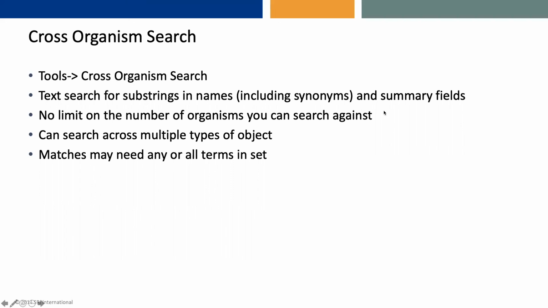Unlike the next search I'll show you, this has no limit on the number of organisms you can search for. It will search through the whole BioCyc database and give you matches across organisms you may have never heard of. You can also search against multiple types of objects, whereas with the multiple database search you basically have to specify which kind of object you're looking for. And we can match against either all or any terms in the set of terms that you provide for the search.